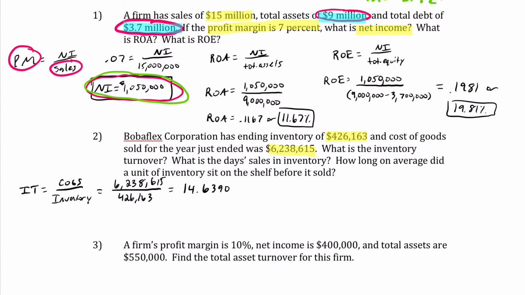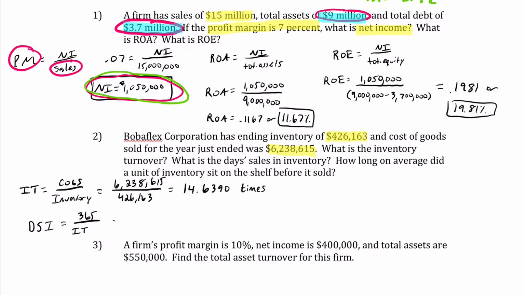14.6390. This is 14.6 times that they have gone through an inventory amount similar to the 426,000 that they currently have on their balance sheet as ending inventory. They sold through that 426,000 and replenished it 14.6 times over the course of the year. Now, how long did it take them to go through an inventory equal to that amount? That's when we calculate days sales in inventory. Days sales in inventory takes 365 days, and we divide it by the inventory turnover.